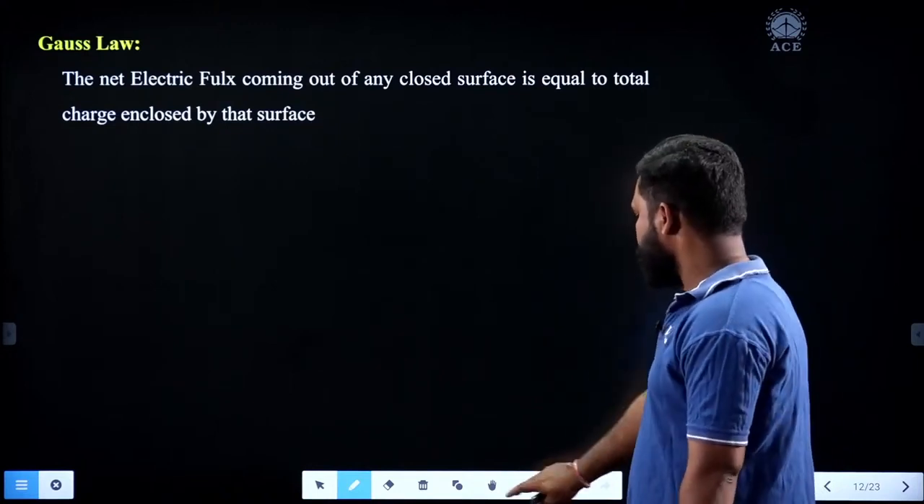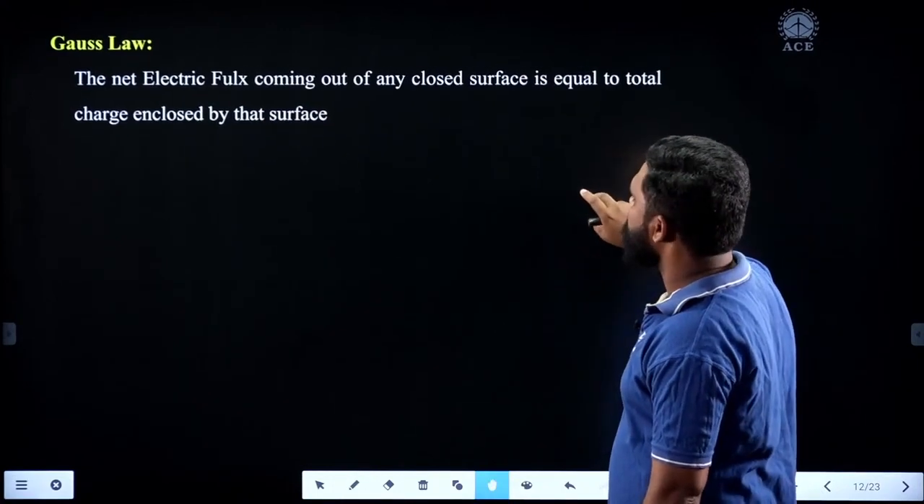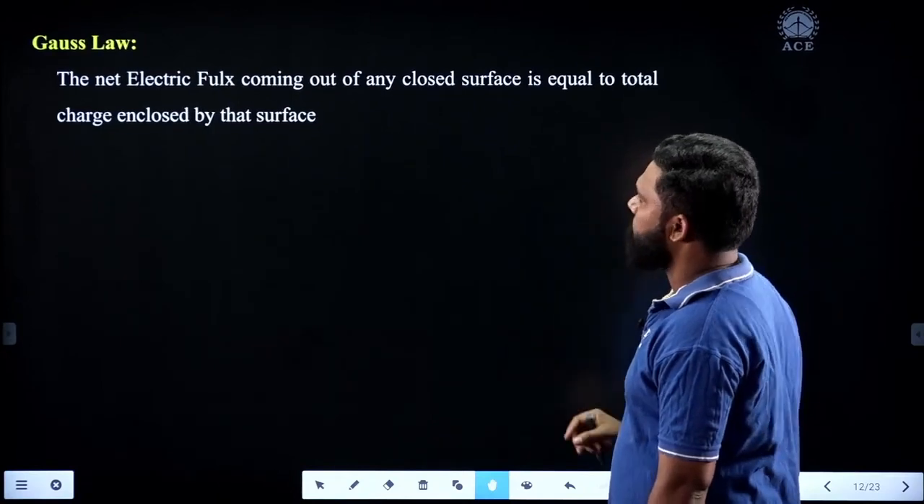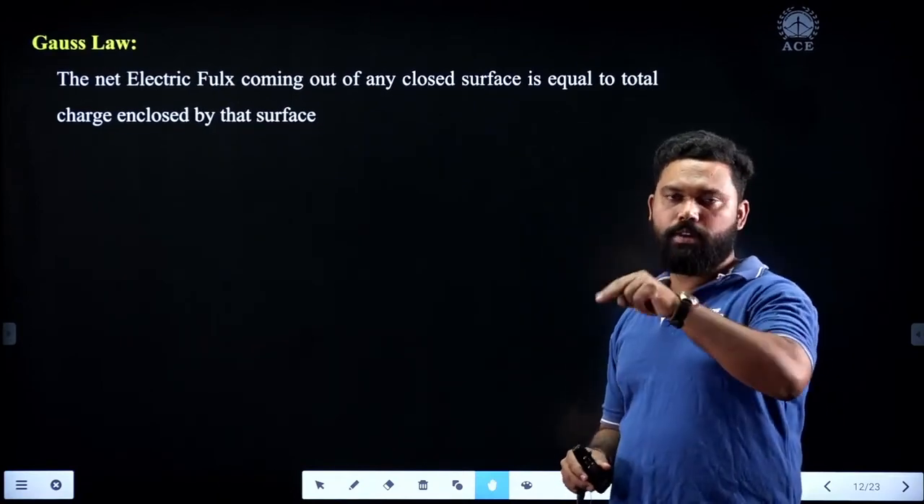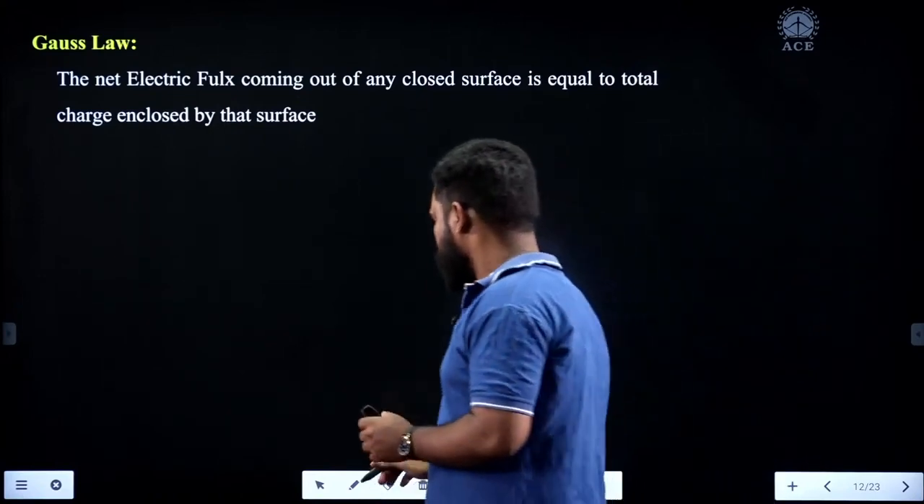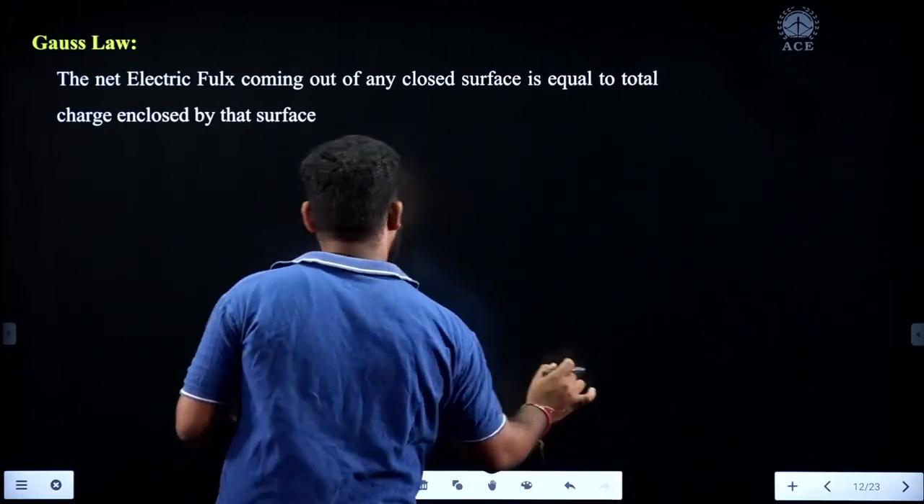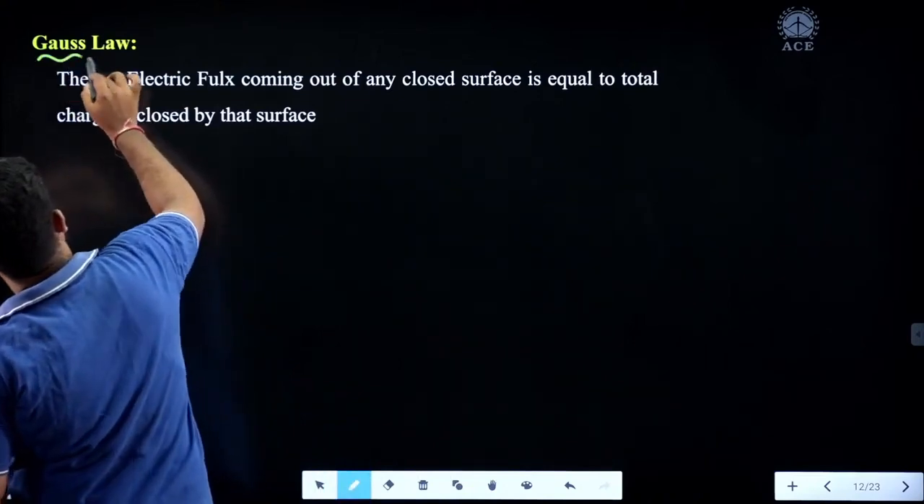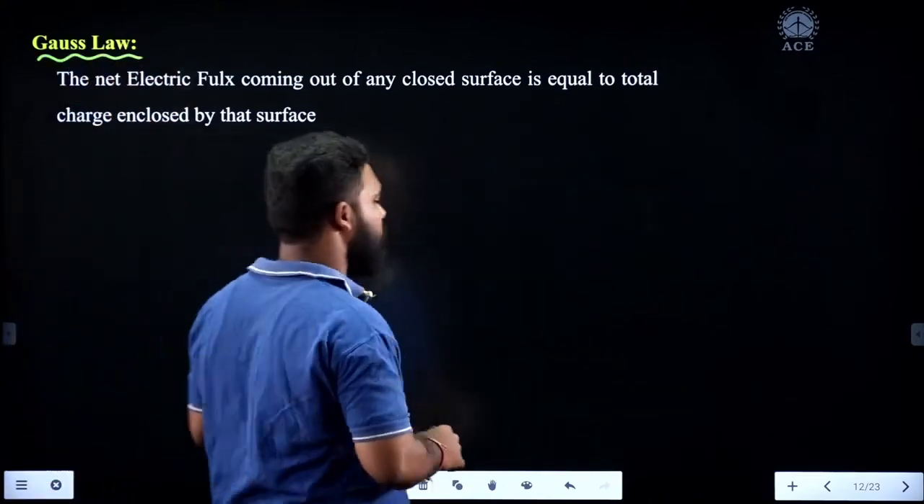What is the Gauss law? There are only two lines that need to be remembered from the Gauss law. This is also important. How can you remember this Gauss law in short? Read out the statement that I have given for the Gauss law.